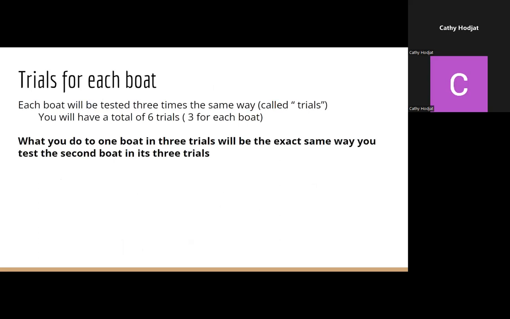What you do to one boat in 3 trials will be the exact same way you test the second boat in its 3 trials, because you're trying to have your independent and dependent variables. That's the only thing we want to change. You're talking about the differences in size of the boats, different designs. That's the only thing you want to change. You want your steps when you're testing the boats to be exactly the same, so there aren't any other kind of influences on your outcome.